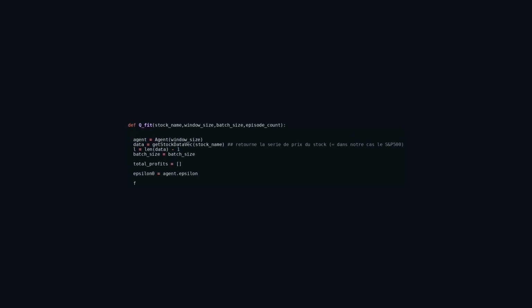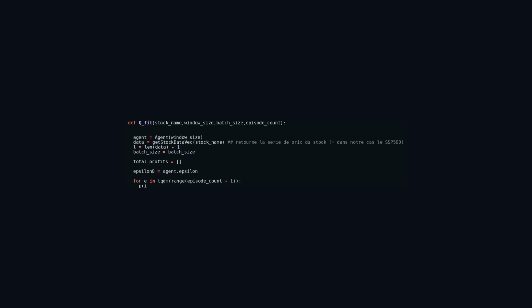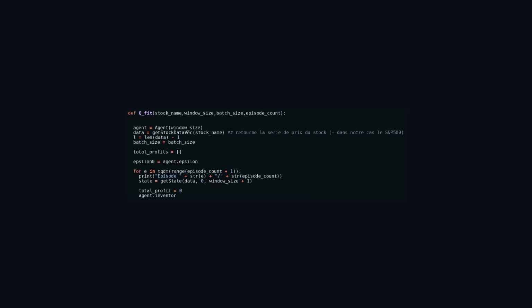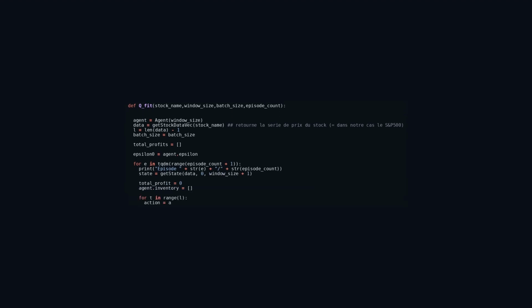The function fit is designed to train a reinforcement learning agent to navigate buy and sell choices in stock market trading. Below is a breakdown of the code's operation. Initially, it creates an agent instance with a set window size for data input. Then it fetches the stock price data for the specified stock name. The training procedure spans multiple episodes. Within each episode, it sets up the state, cumulative profit, and the agent stock storage.